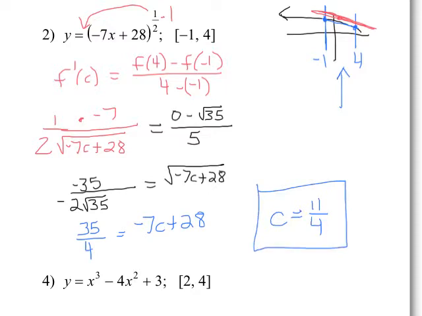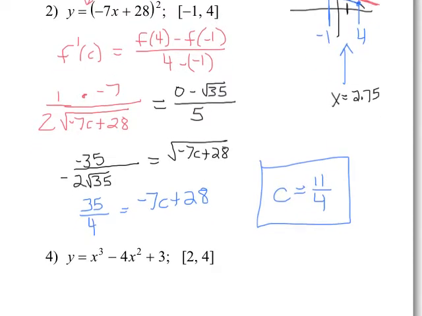So what this means is at the point x equals 2.75, the slope of our tangent line, this red line right here, has the same slope as the secant line from -1 to 4. And that's basically the mean value theorem. You're proving, or you're finding values where the tangent line has the same slope as the secant line. Let's try it out on the next example.